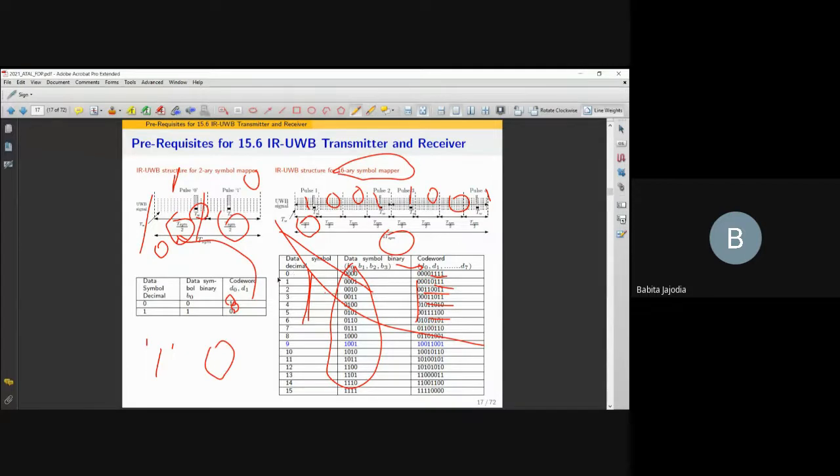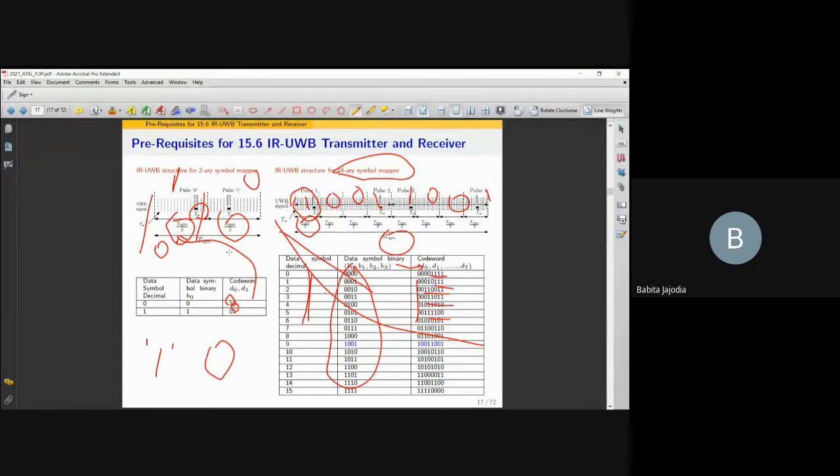Now a question can come up: how to select this particular TW, the position on which this TW pulse will be transmitted? That is also designed using a random number generator, which is also a part of the baseband. It will tell you randomly where you need to transmit. But it's for sure that you have to transmit in each of the T symbol by 2 parts.